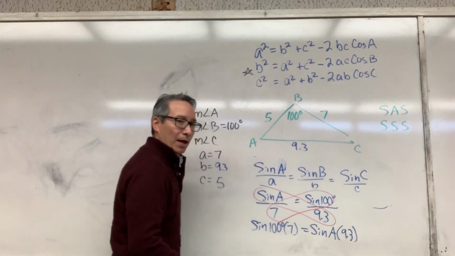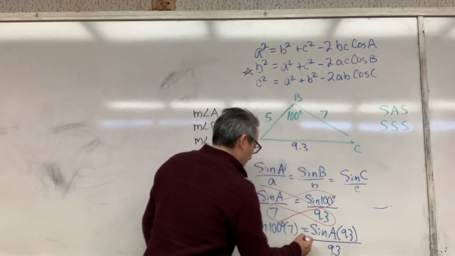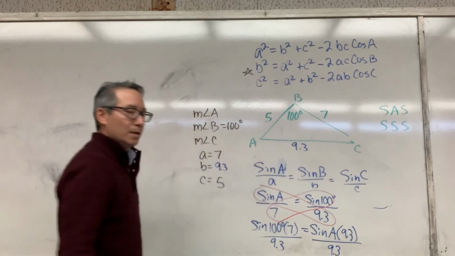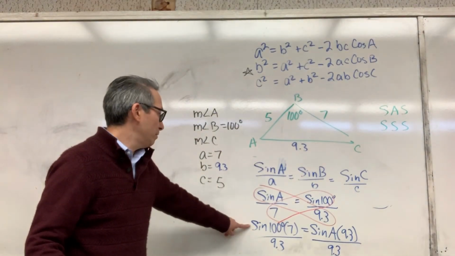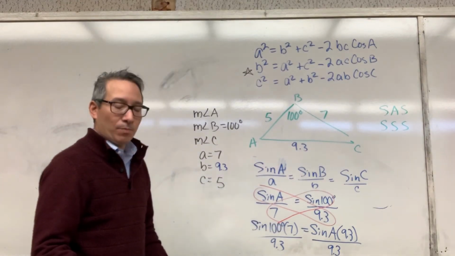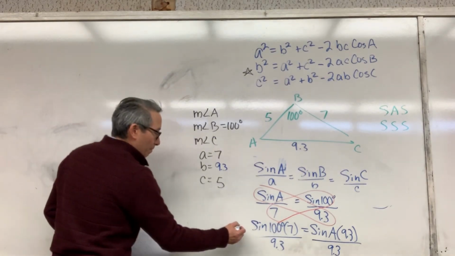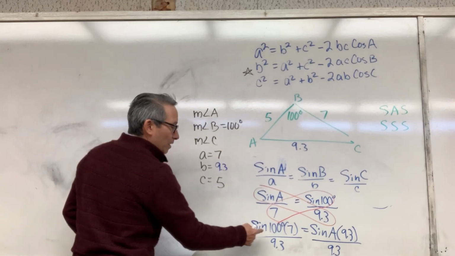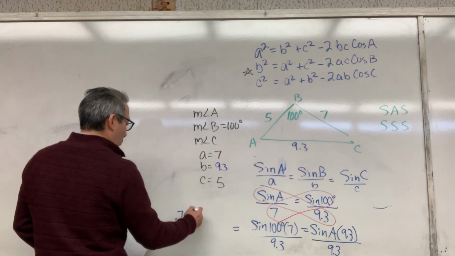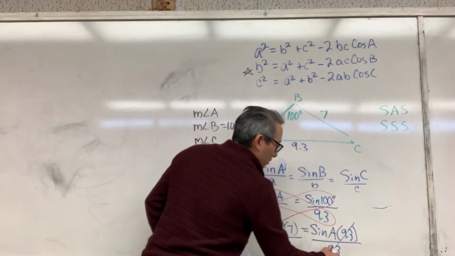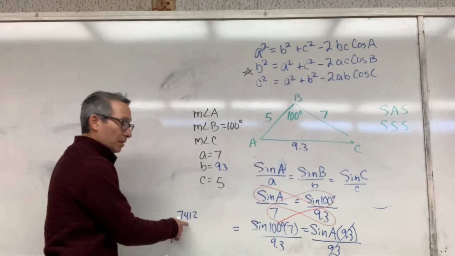Well, why don't we isolate for A? Basketball players, isolate for A. Divide by 9.3, divide by 9.3. Now you've got quite a bit of things to do here. I know it might be difficult to see, but I have sine 100 times 7 divided by 9.3. If you take care of all of that, you're going to end up with approximately 0.7412. And all of that, 9.3 has been canceled on the other side. All of this is equal to sine A.